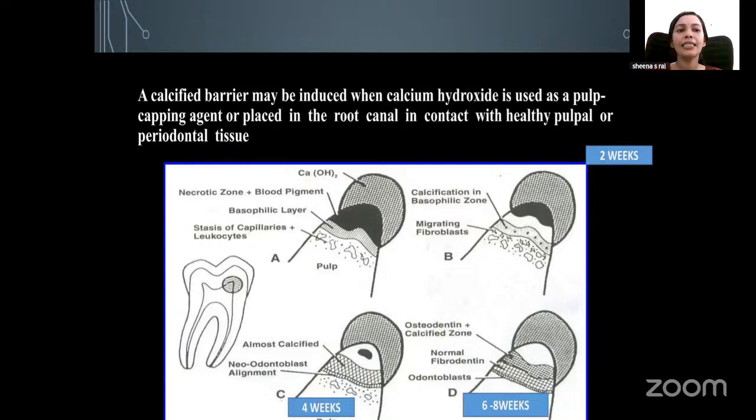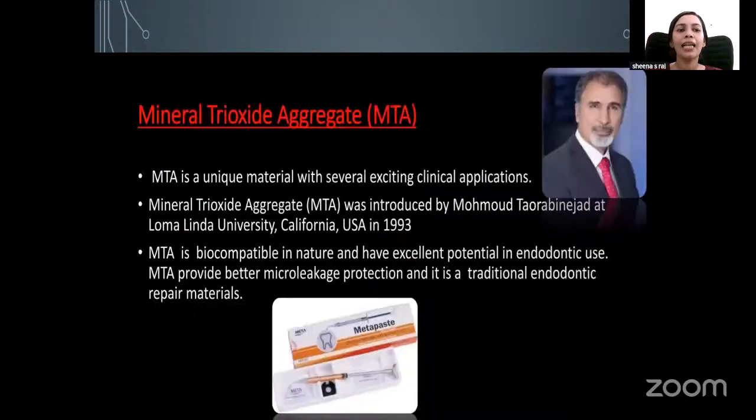Next, I have added a very small thing about MTA, because MTA is often asked about, like what the ratio is and how it is mixed. So mineral trioxide aggregate was found by Mohammed Torabinejad in 1993 at Loma Linda University. Just memorize who it is.